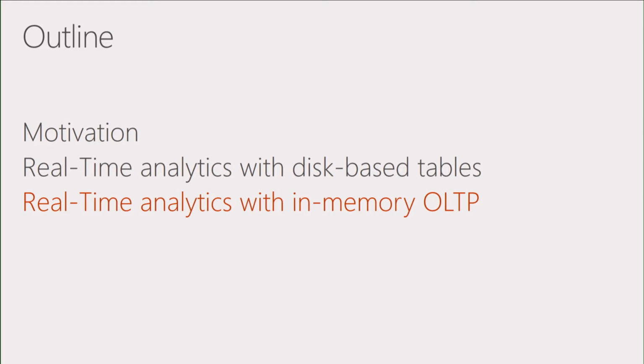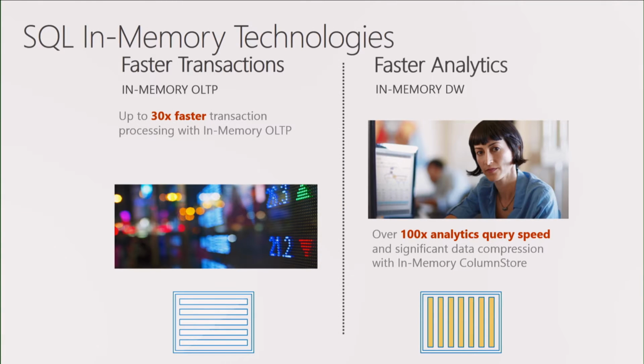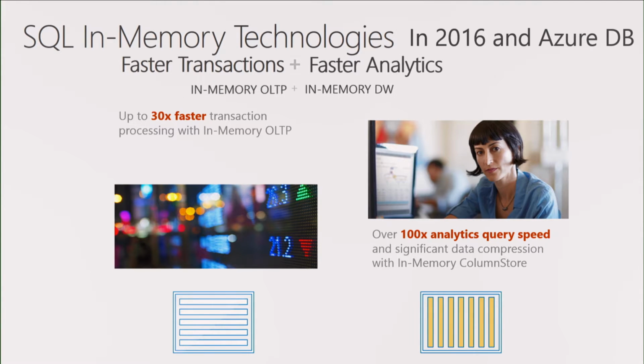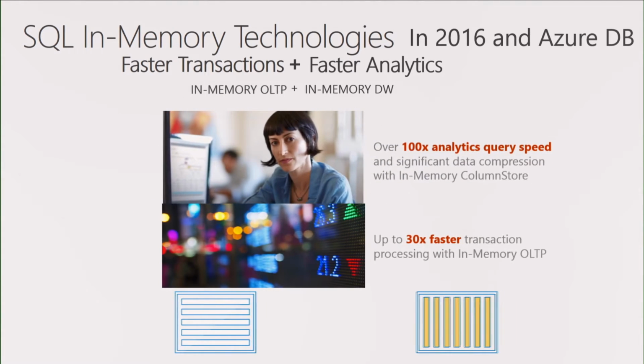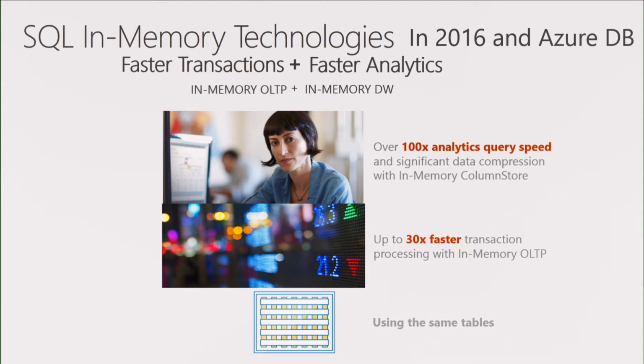So I'm going to talk about real-time analytics with in-memory OLTP. So we've got 2 high-performance features within SQL Server and Azure SQL Database, those being in-memory OLTP and the column stores, in-memory column store. So what if we could put those 2 together? What would that look like? Well, let's see. So again, we're merging both of these, in-memory OLTP plus in-memory data warehousing. 100 times faster analytics speed, 30 times faster OLTP transaction processing speed using the same tables. That's the promise. Let's see if we can deliver.